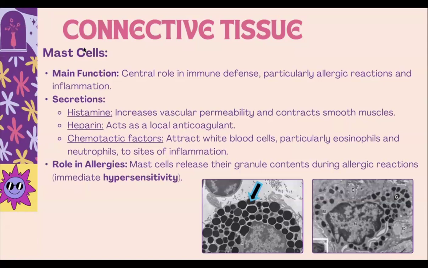Heparin is an anticoagulant, as the name suggests. You guys are doing HLS, so you would know better. And then chemotactic factors. Once this mast cell is triggered, what it does essentially is release all of its contents during an allergic reaction or an inflammation or something going on. And once it releases the chemotactic factors, these are like little signals for the WBCs to come to the site of where the mast cells went haywire.